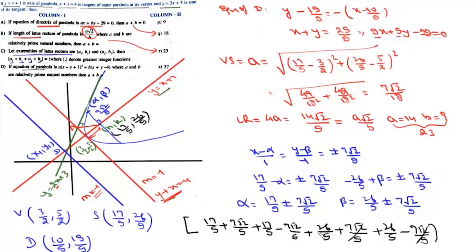So 7 root 2 by 9 will cancel. Here it will also cancel. So we'll get this value as 34 by 9 plus 52 by 9, which is 86 by 9. 86 by 9 is 9 point something. So its greatest integer function value is 9. So that means this value is mapped to P.